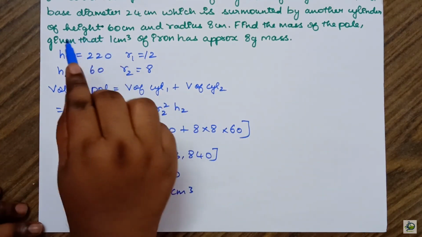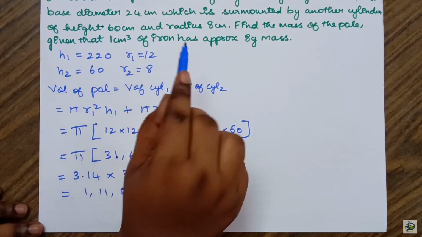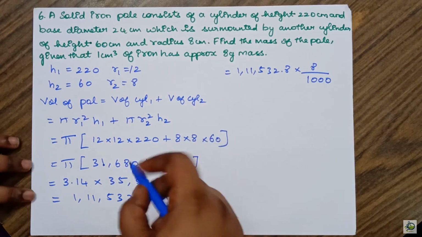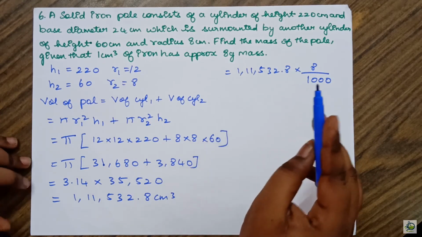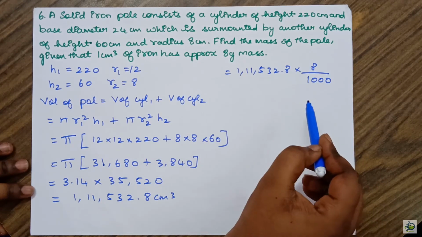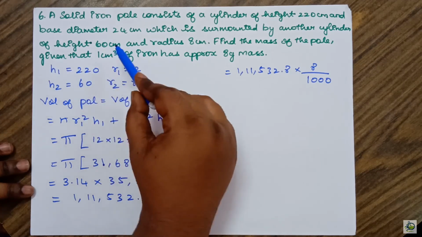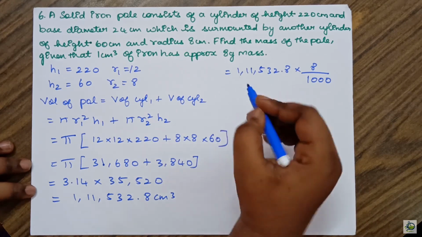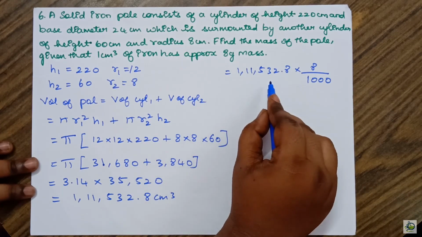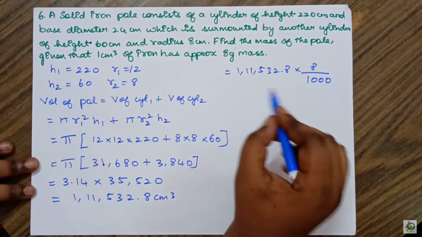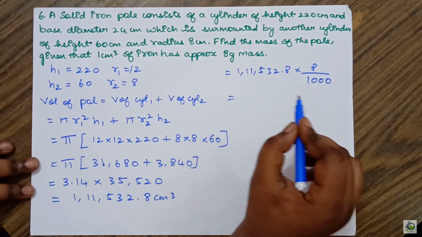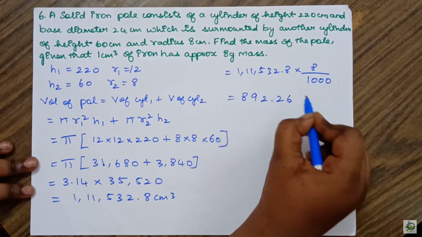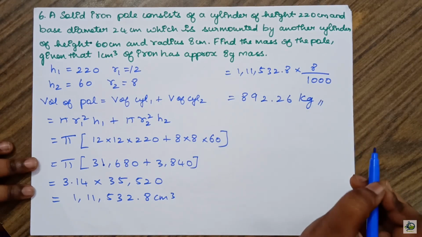Now I am going to convert this to kilogram. Here it is given that 1 centimeter cube of iron has approximately 8 gram mass. So to convert the centimeter cube to kilogram, what we have to do is multiply it by 8 by 1000, because 1 centimeter cube of iron has approximately 8 gram mass. So 1,11,532.8 into 8 by 1000. So when I multiply this, I will be getting the answer 892.26 kilogram. That's my answer.